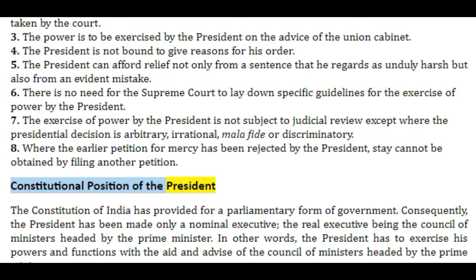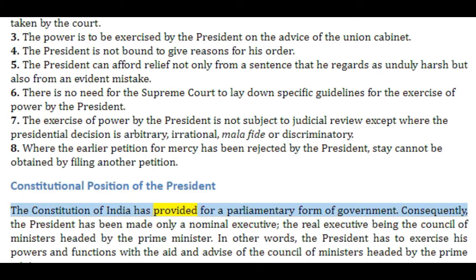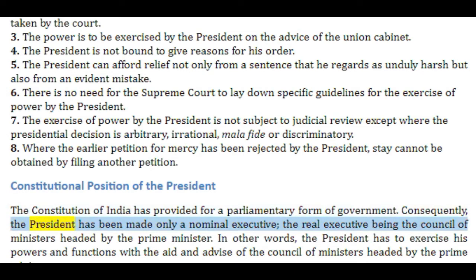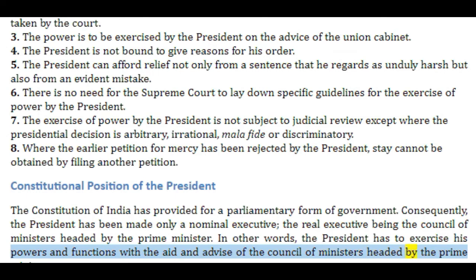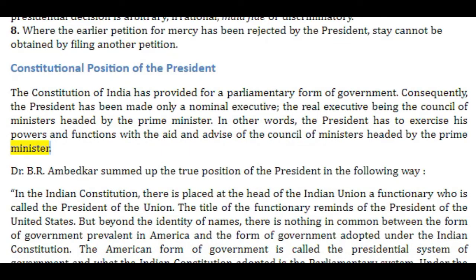Constitutional position of the President. The Constitution of India has provided for a parliamentary form of government. Consequently, the President has been made only a nominal executive, the real executive being the Council of Ministers headed by the Prime Minister. In other words, the President has to exercise his powers and functions with the aid and advice of the Council of Ministers headed by the Prime Minister. Dr. B.R. Ambedkar summed up the true position of the President in the following way.